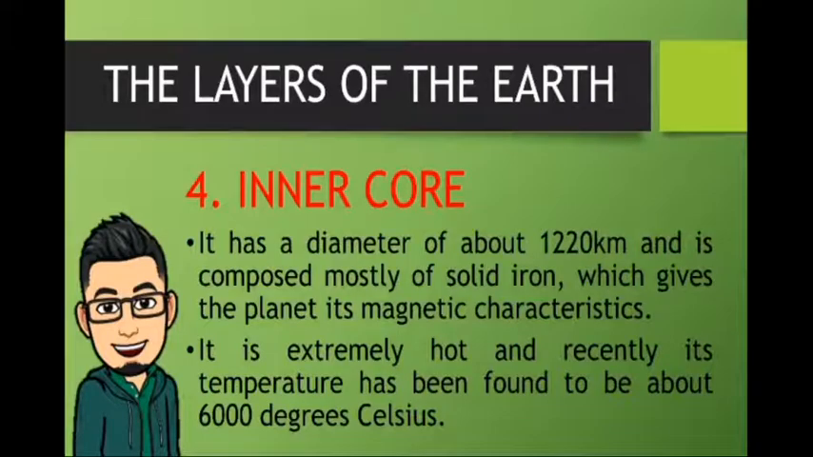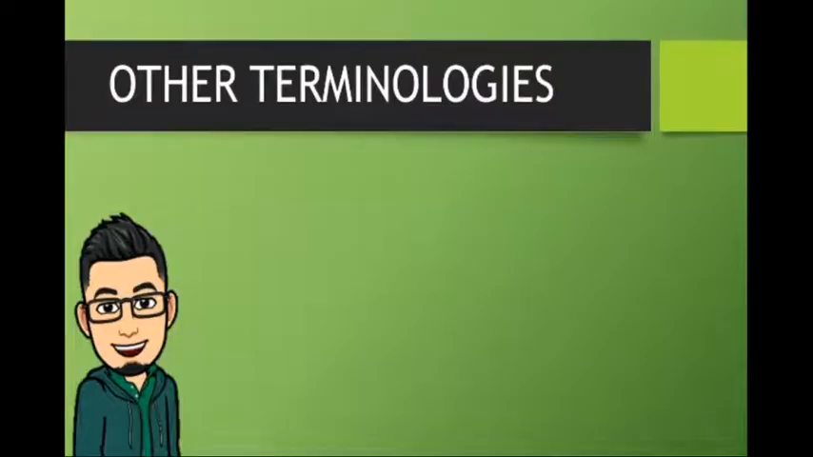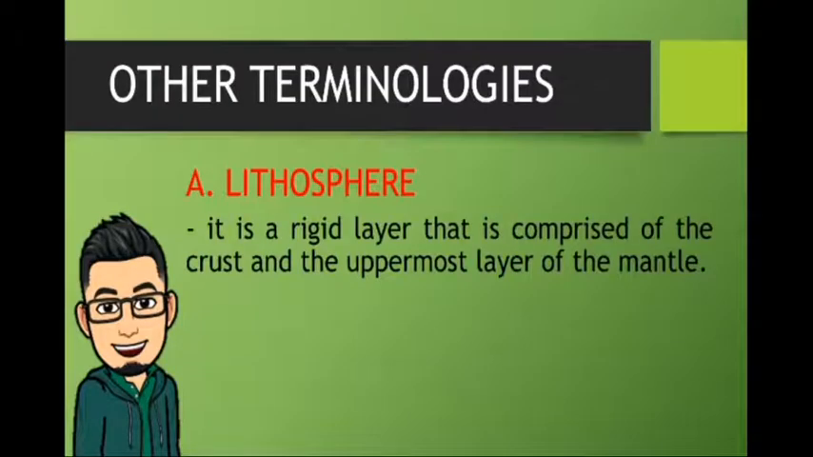Earth, and this time we're going to have other terminologies that you need to familiarize yourself with, and these are letter A, lithosphere. So lithosphere is a rigid layer that is comprised of crust and the uppermost layer of the mantle. So basically, pag pinagsama mo daw yung crust at yung uppermost layer of the mantle, that is the lithosphere. So second layer, we have the asthenosphere.